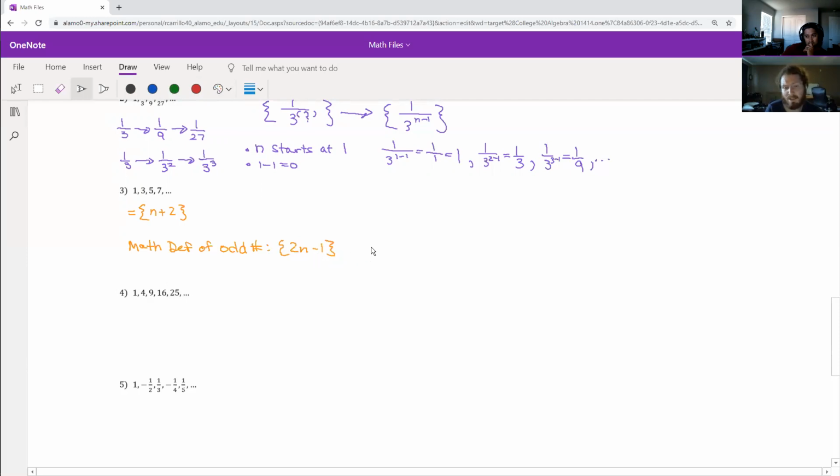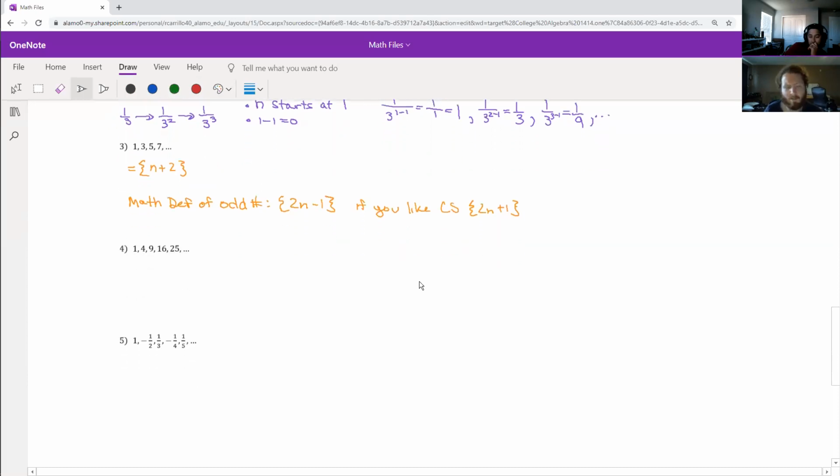If you're a computer scientist, if you like computer science, it's 2n plus 1, because they start their natural numbers at 0 for some reason. Something to do about computers can't process things. I don't know. But this is sort of the interesting thing here, like I said, that is neat about sequences: there's a whole bunch of different ways to define sequences. Some of them are real obvious and may only have one. Other ones have all kinds of ways to define a sequence.